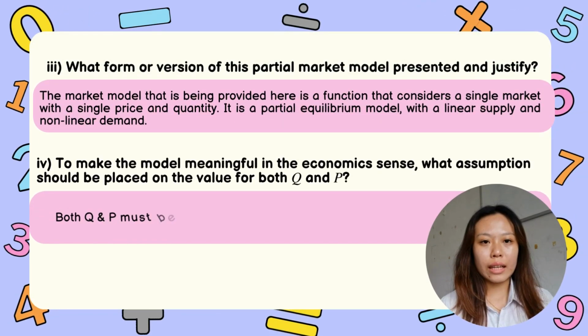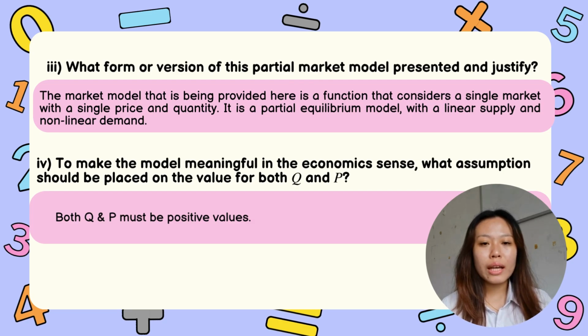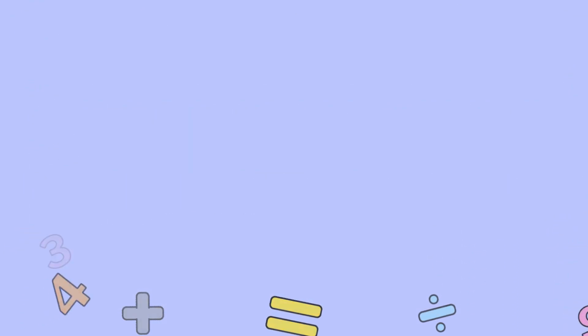The next question asks what form or version of this partial market model is presented and justified. The market model provided here is a function that considers a single market with a single price and quantity. It is a partial equilibrium model with a linear supply and non-linear demand. And the last question about question 2 is, to make the model meaningful in the economic sense, what assumptions should be placed on the values of both Q and P? The assumption is both Q and P must be positive values.